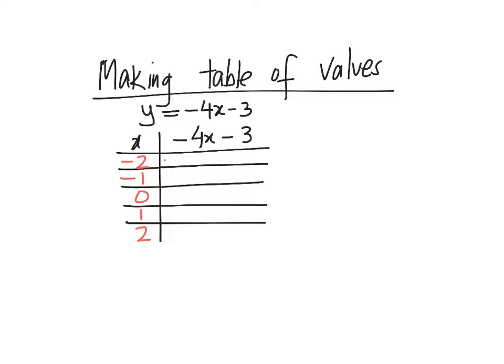So what do we get? This will be negative 4 times negative 2 minus 3. That will be equal to what? Negative 4 times negative 2 is 8. 8 minus 3 is 5. So 5 is your first number. What will be next? Negative 4 times negative 1 minus 3 equals, negative 4 times negative 1 is 4. 4 minus 3 is 1.